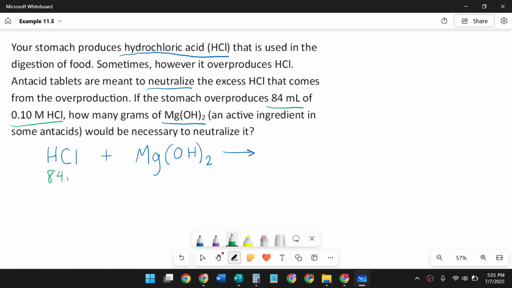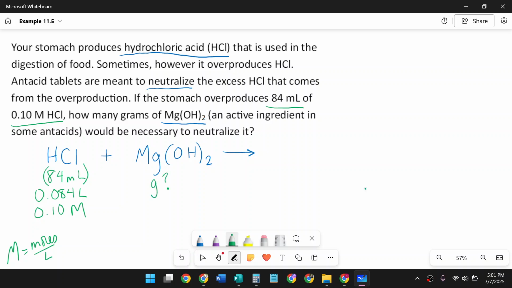So we have 84 milliliters, which is 0.084 liters, and then 0.10 molarity. This one's nice, but not the one we'll use. If we're using molarity, remember molarity equals the moles per liter. So we need things in moles and liters and then molarity. So that's why I converted the milliliters to liters. All right, and then what we want to know is grams.